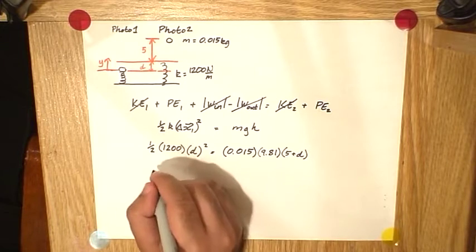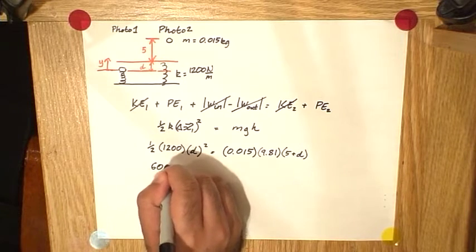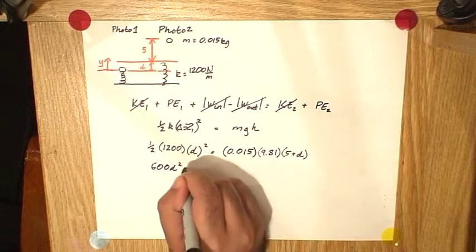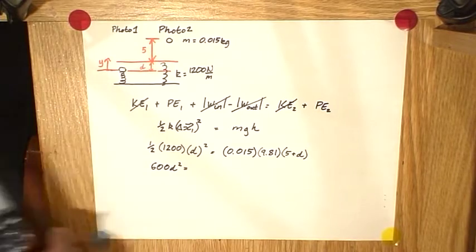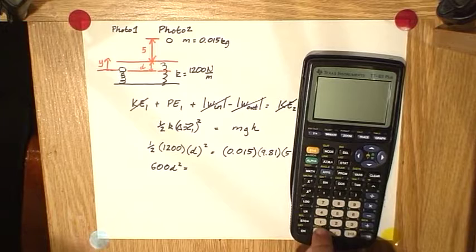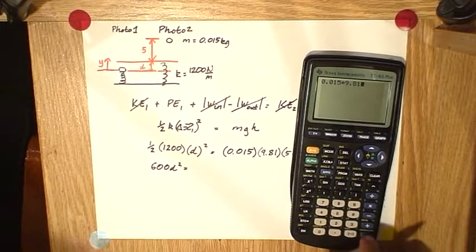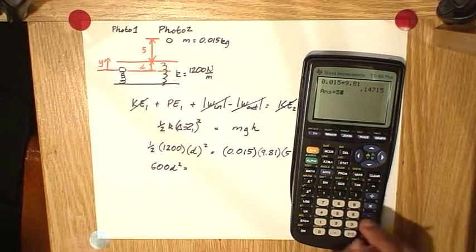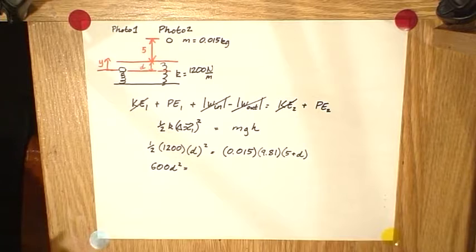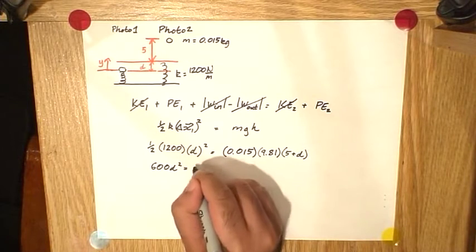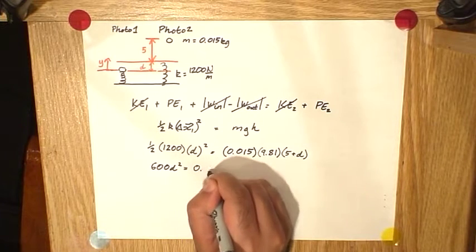So now let's simplify all of this. 600d squared is equal to, let's multiply this out. 0.015 times 9.81 gives us 0.14715. So that first has to get multiplied by 5, because this is basically a FOIL we're doing. So let's actually write this out step by step.